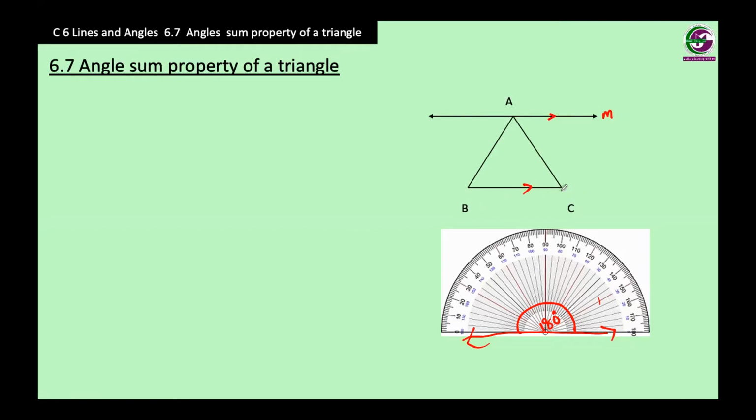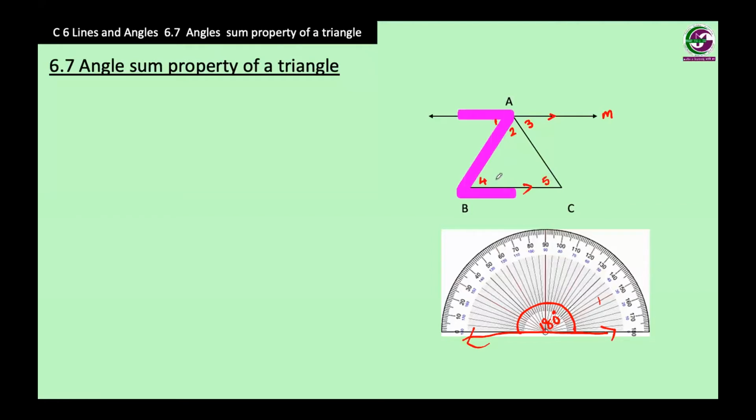Now we can notice that there are three angles which are formed at the point A. Let us name them angle 1, angle 2, and angle 3. And also, as we know, there are three angles inside the triangle. Let us name the rest of the angles as 4 and 5.